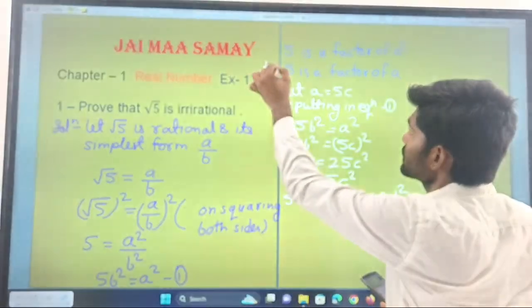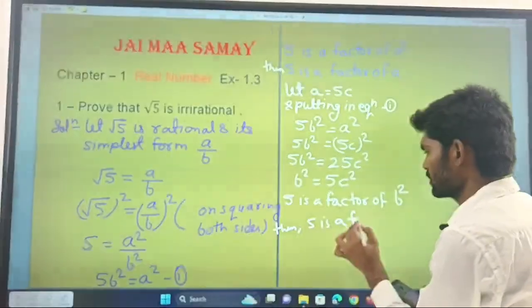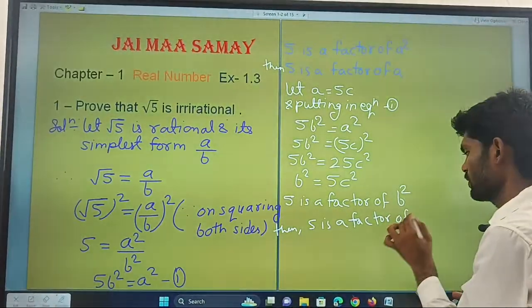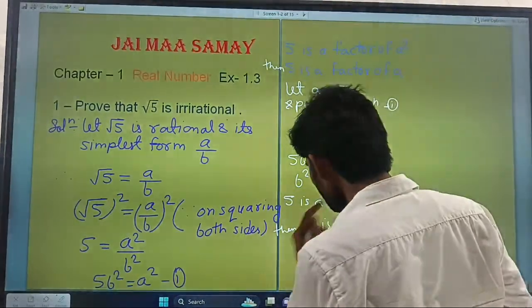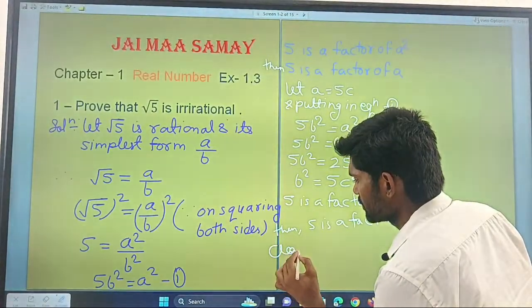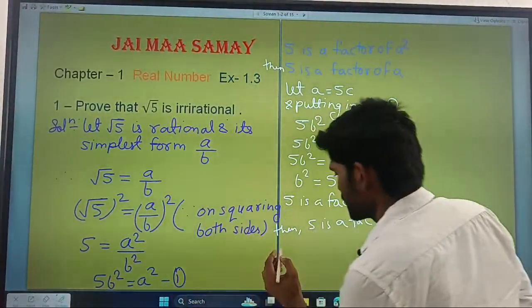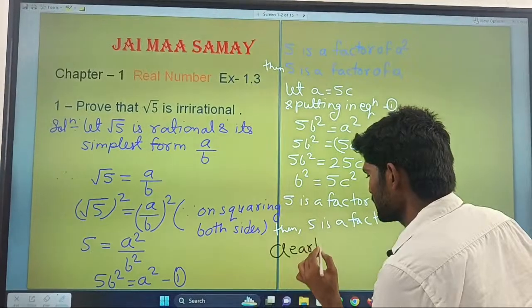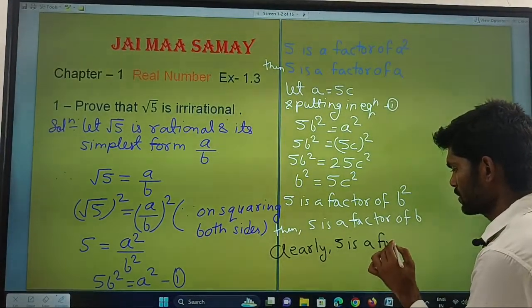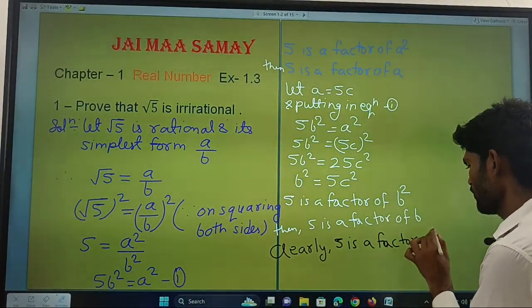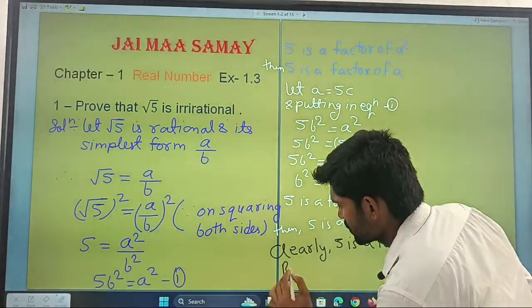Then here also write: then 5 is a factor of b. Clear? Here we write the same statement now. Clearly, 5 is a factor of a and b.